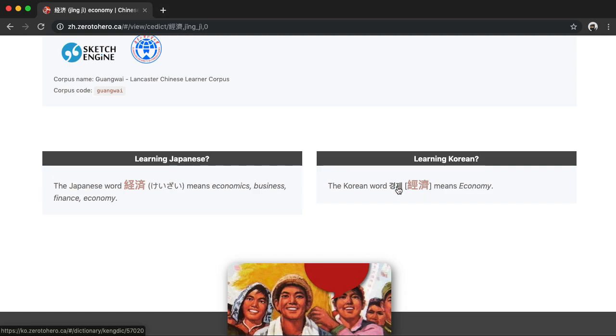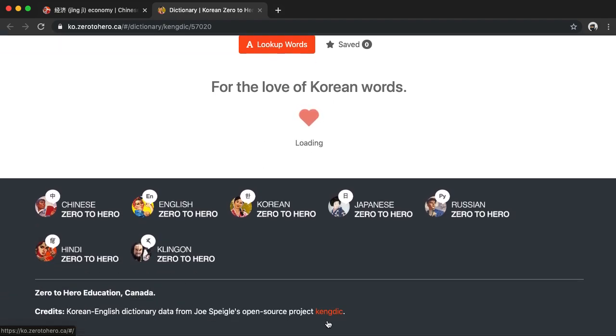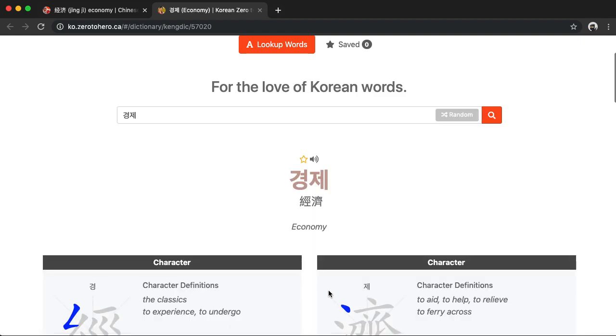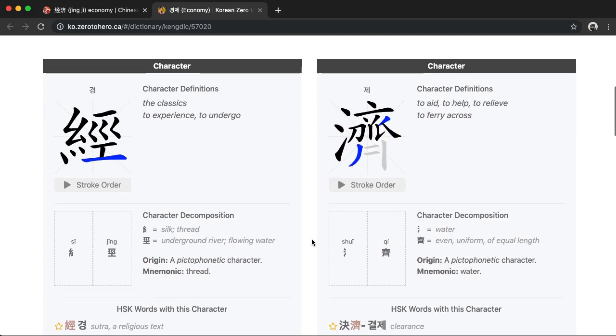So if I were to click on 경제, I get to Korean Zero to Hero, and it's looking for the word 경제 in a Korean dictionary. The Korean dictionary is KingDic, by the way. If you're interested, you can go to the footer and open up the open source project and find out. So it tries its best to look for the Chinese characters for 경제 in the Korean context.